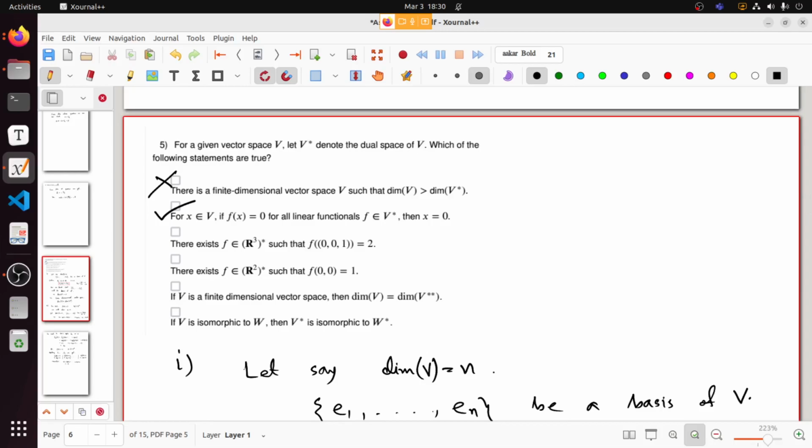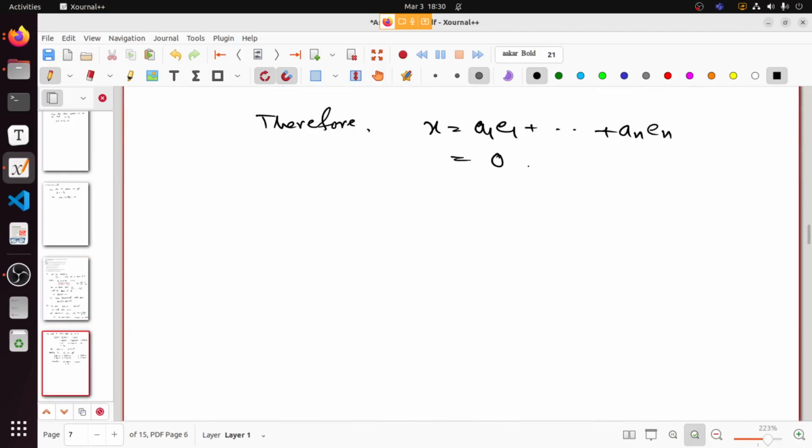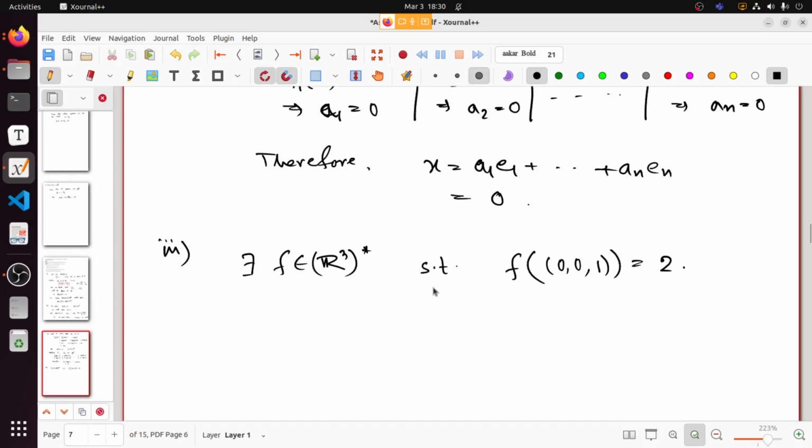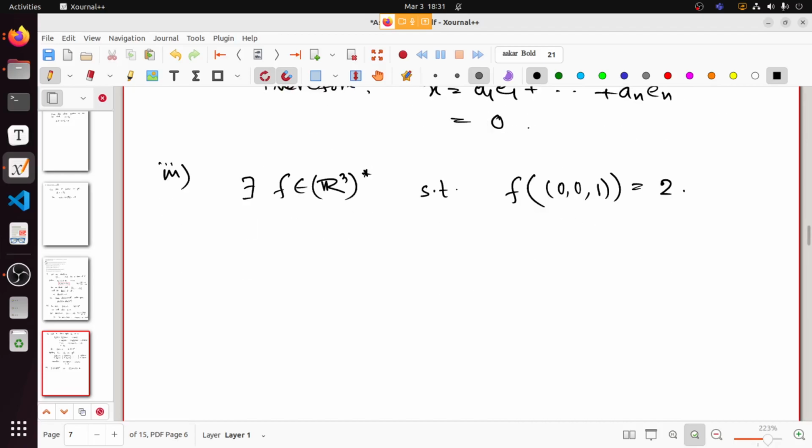Right? Okay, let's come to the third option. It is saying that there exists a linear functional on R3 such that f of (0, 0, 1) equals 2. So this is option number 3. It says there exists f in R3 star, the dual, a linear functional on R3, such that f of (0, 0, 1) equals 2. So this is a non-zero vector, right? (0, 0, 1) in R3. So you have to find a linear functional that takes the value 2 on (0, 0, 1). So let's define it. So we have to show this, right?